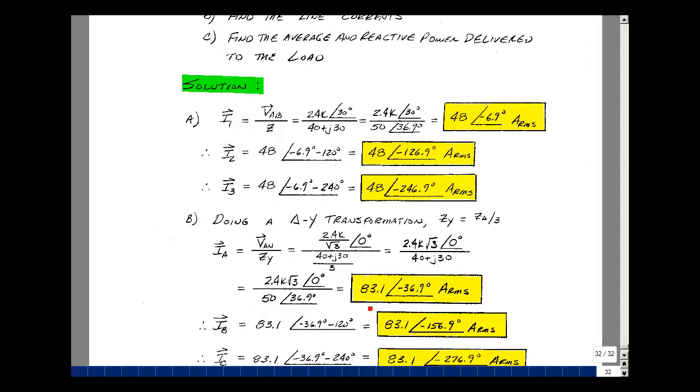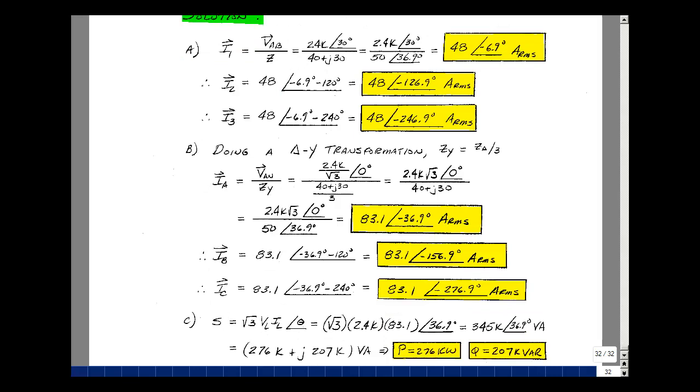So this ratio is 83.1 amps, and the angle is 0 minus 36.9. And again, that would be amps RMS. Likewise, we can find the other currents quickly by simply shifting by 120 degrees. So subtracting 120 and then subtracting 120 again.